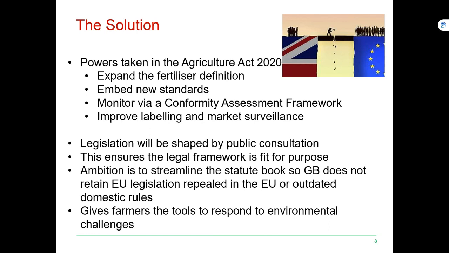So our future legislative framework is going to be shaped by public consultation. This ensures that the legal framework is fit for purpose, and our ambition really is to streamline the statute book so that GB does not end up with retained EU legislation which has been repealed in the EU, or outdated domestic rules that we had left running because we were part of the negotiation towards a better system. And we're hoping that this will give farmers the tools to respond to environmental changes.